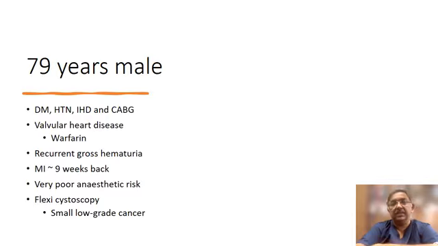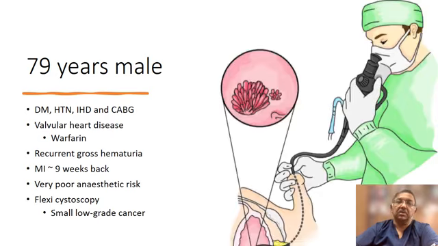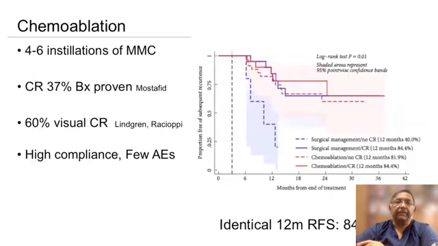Obviously, he's considered a very poor risk for anesthesia, and this patient was advised flexible cystoscopy to see if there is any bladder growth. So cystoscopy indicated a small papillary growth in the bladder. Now, how to treat these patients who cannot even have a proper TURBT?